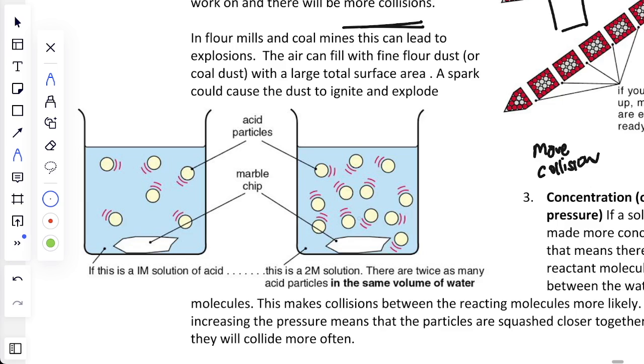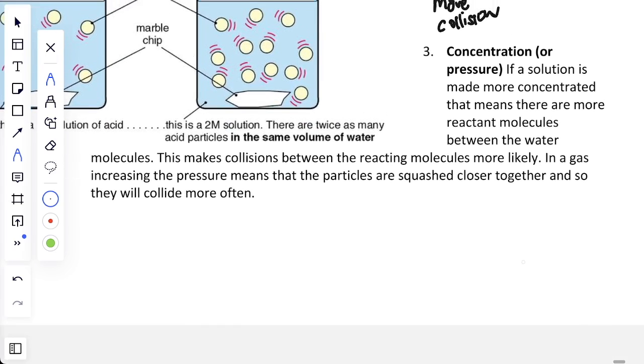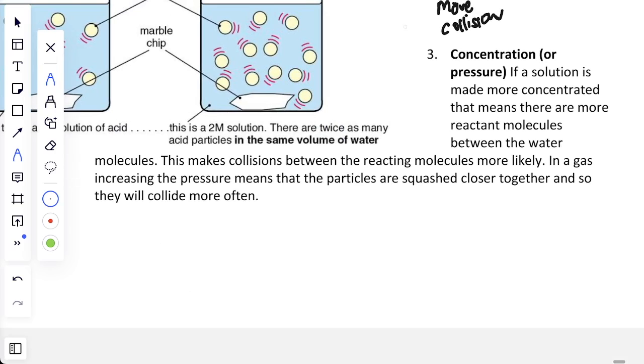Let's move on to the next factor. The next factor is about concentration or pressure. Concentration is self-explanatory. If a solution is more concentrated, that means there are more reactant molecules between the water. That means the collisions are faster. The collisions between the reacting molecules are more likely, and in this case, the rate of the reaction will increase.